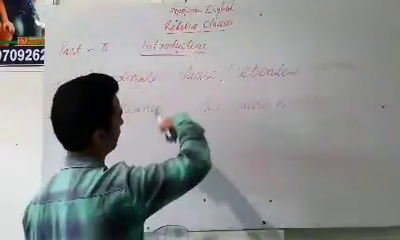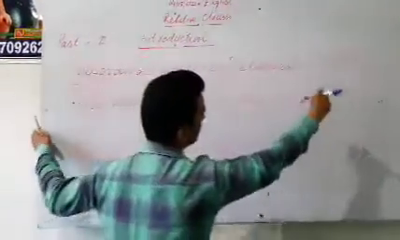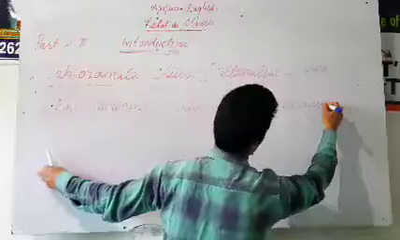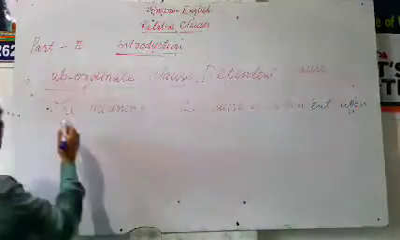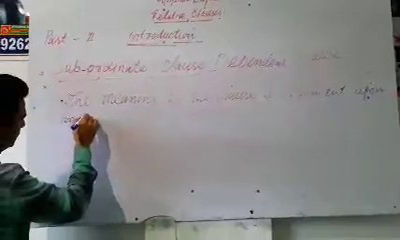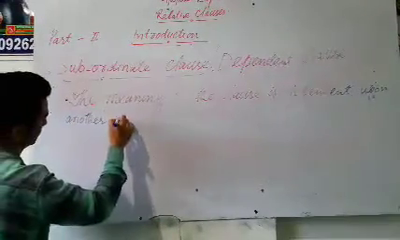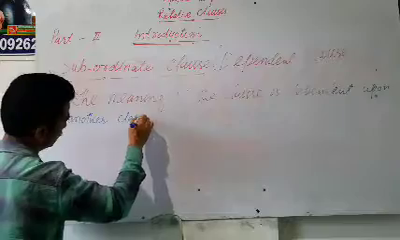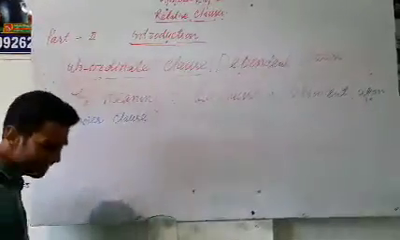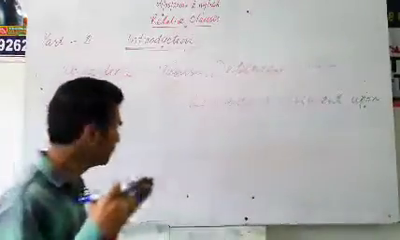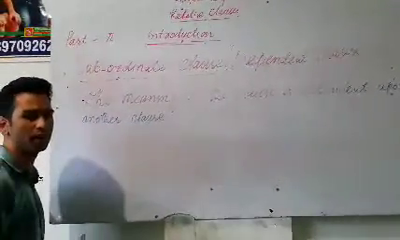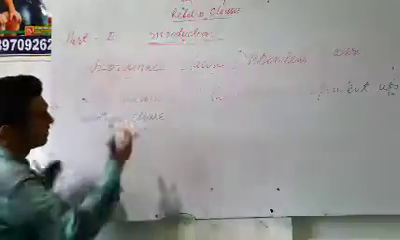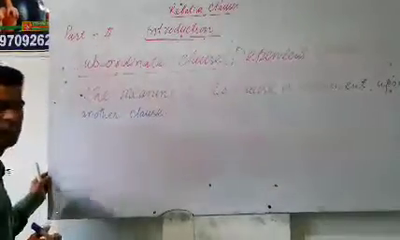We can generally say that the meaning of the clause is dependent upon another clause. So generally we can say that unless or until we add another part, that is the main part of the sentence, the clause does not give us any suitable meaning.